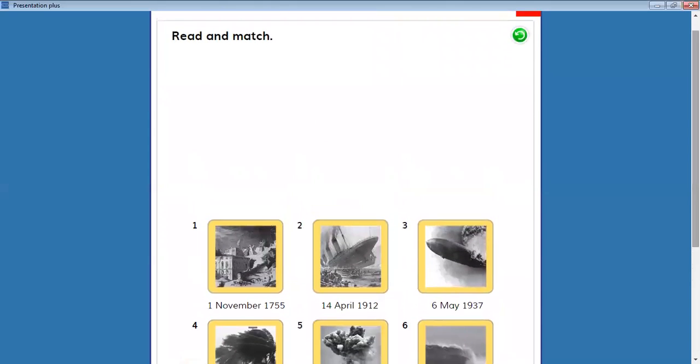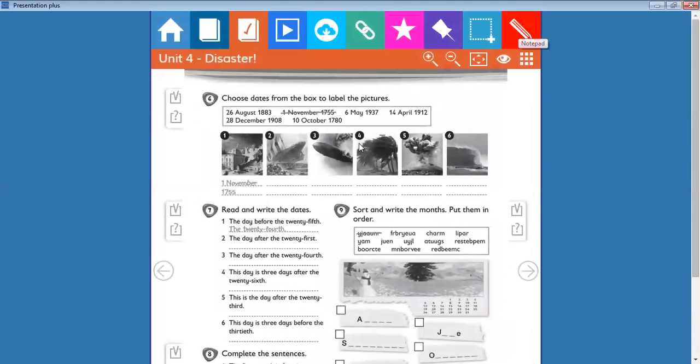All right, now let's go on. Let's move to the next exercise. Read and write the dates. The day before the 25th, it's the 24th. The day after the 21st, it's the 22nd. The day after the 24th, it's the 25th, and so on. So we have to write the ordinal numbers in letters.